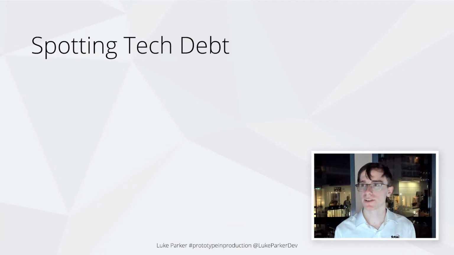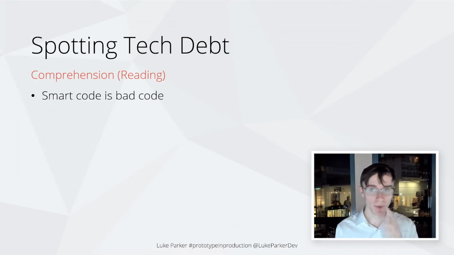So how do we spot tech debt? As I said, there's the reading. Reading is really important. So smart code is bad code with an asterisk. If you're doing smart things like using a LINQ with your IDE, suggesting your foreach should be some huge, disgusting query, that's bad code. If you're writing smart code that does something well, simply, that's not bad code. So just keep that in mind.